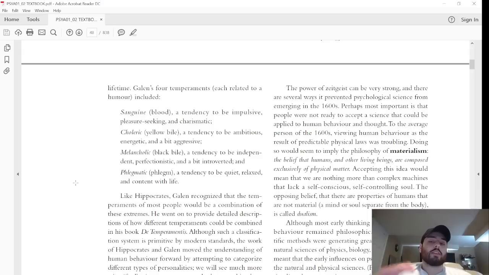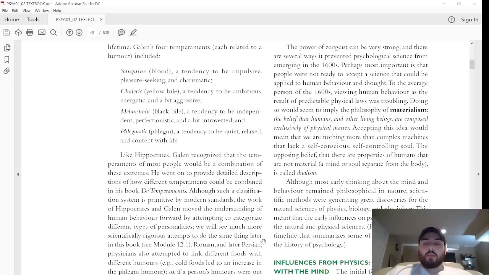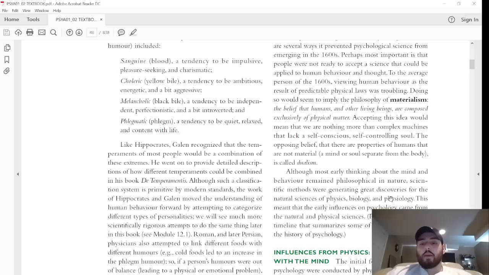Those sciences are different in the sense that there was no way to treat how you approach the mind. How do you approach things like thought? It was very, very different at that time. So, although most early thinking about the mind and behavior remained philosophical in nature, scientific methods were generating great discoveries for the natural sciences of physics, biology, and physiology. This meant that the early influences on psychology came from the natural and physical sciences, right?